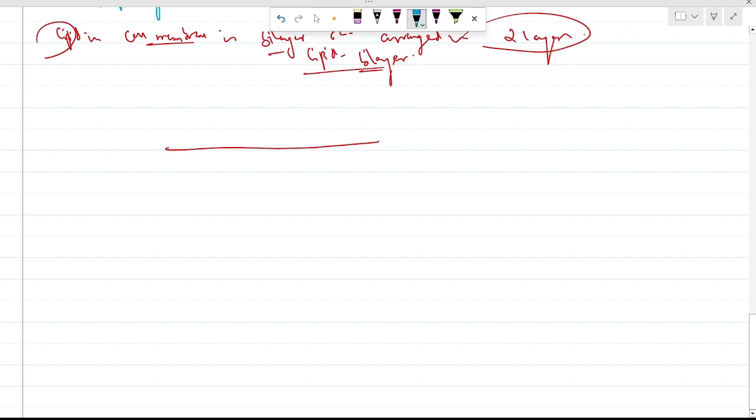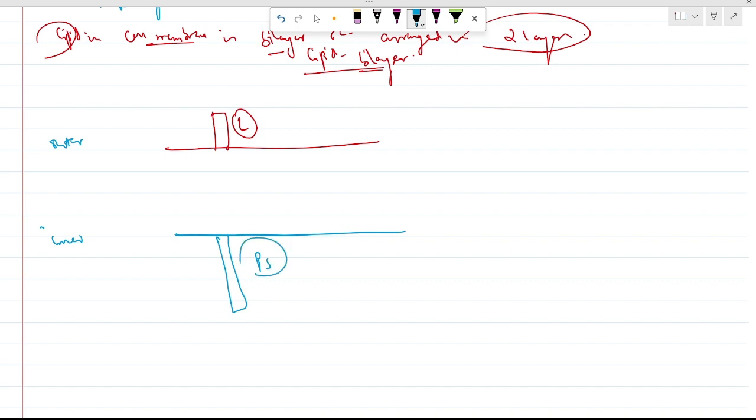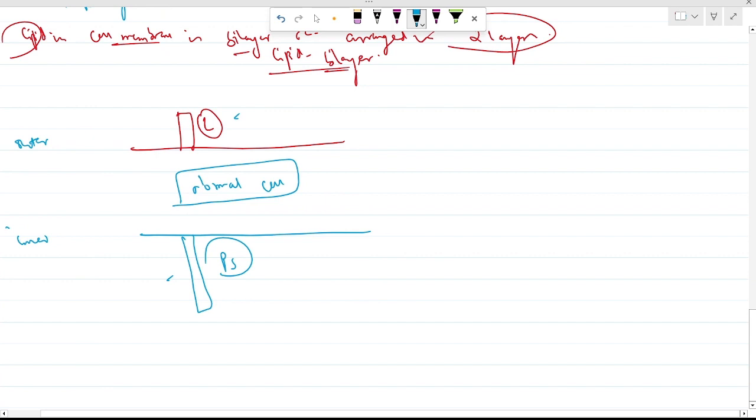This is the outer layer, this is the inner layer. On the outer layer we have a lecithin molecule. On the inner layer we have a phosphatidylserine molecule, like this. This is a feature of a normal cell membrane: the outer layer contains lecithin and the inner layer contains phosphatidylserine.